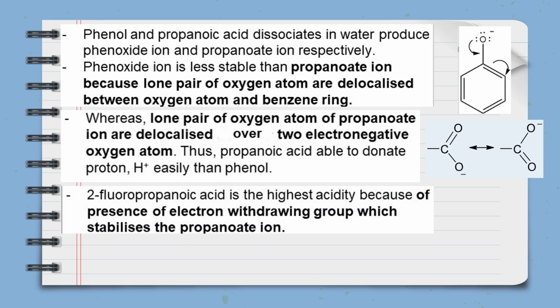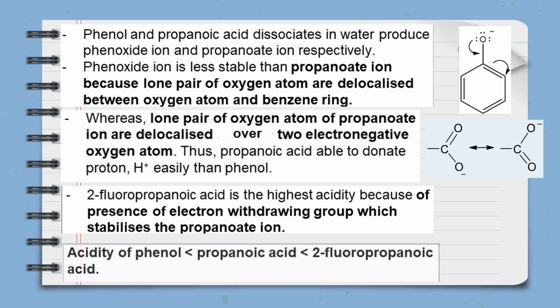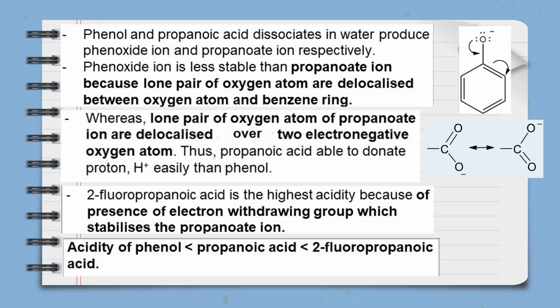The existence of fluorine in 2-fluoropropanoic acid gives the highest acidity because of the presence of an electron withdrawing group, which stabilizes the propanoate ion. So we can conclude that the acidity of phenol is less than propanoic acid, which is less than 2-fluoropropanoic acid. Each statement here gives you 1 mark, so there are 4 marks in this question.